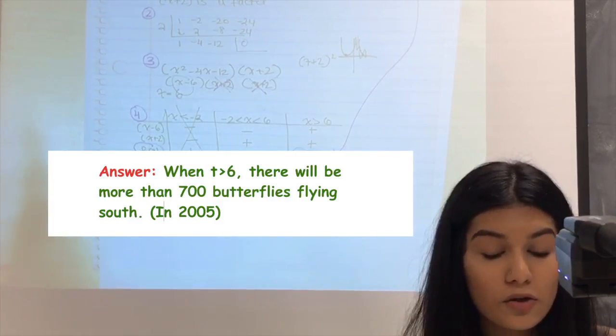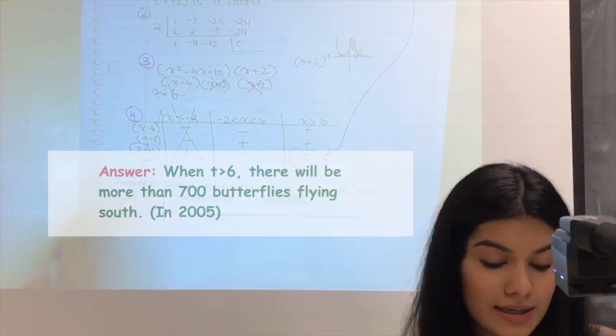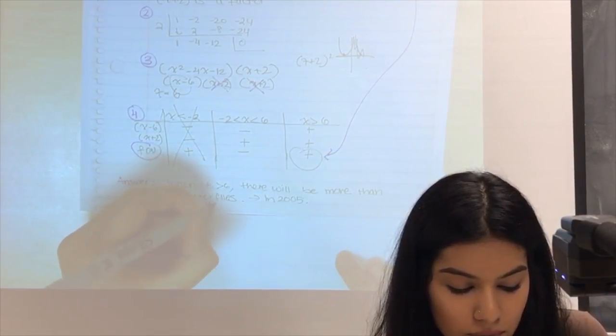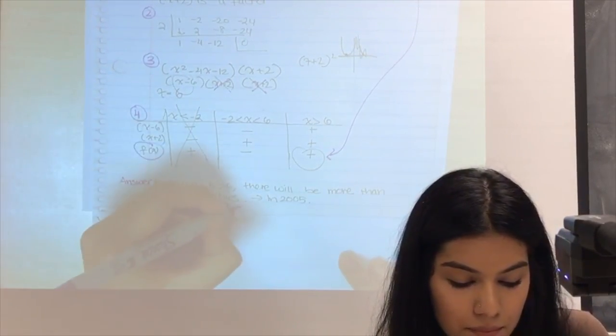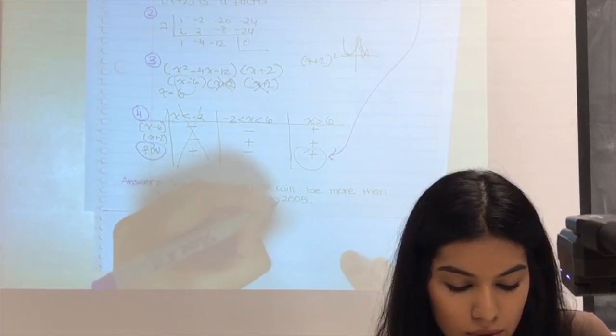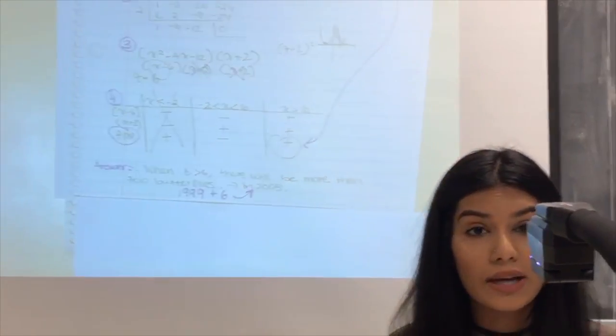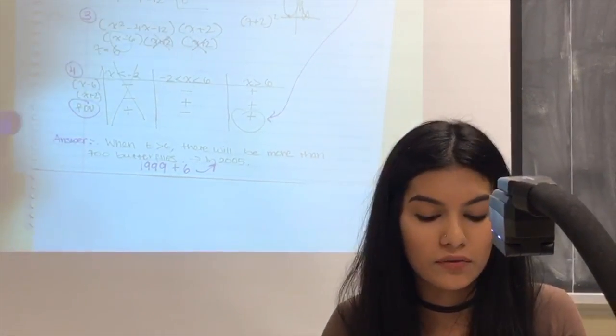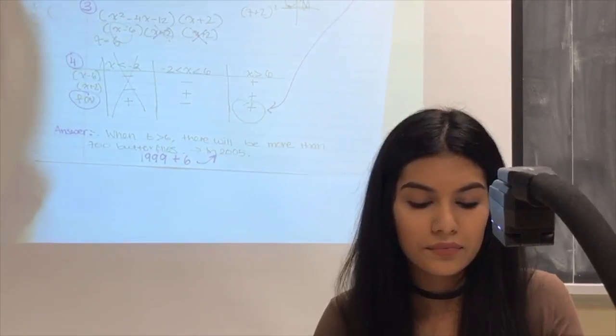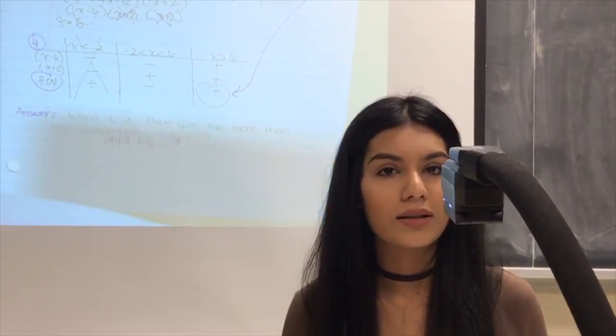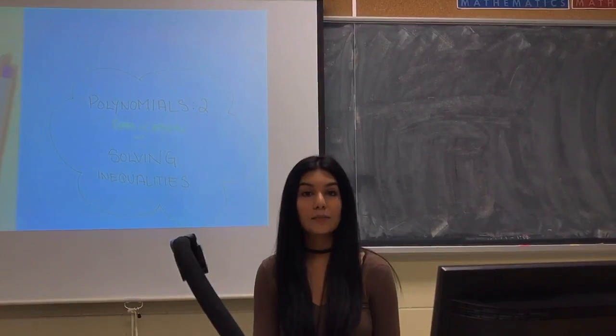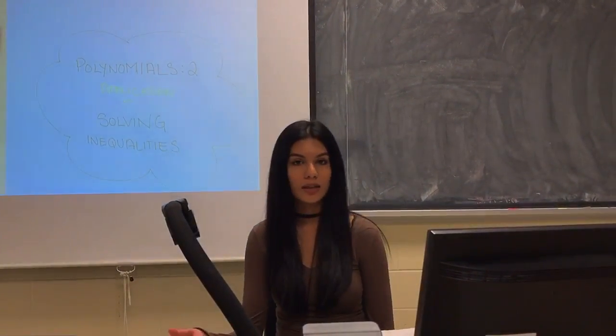So if you go back, you remember t was 0 in the year 1999. So what you would have to do is 1999 plus 6, and you would get 2005. And that is your answer. So there would be more than 700 butterflies in the year 2005. And this is how you solve an inequality question algebraically. So inequalities can be used in a lot of different situations, in real life situations too.